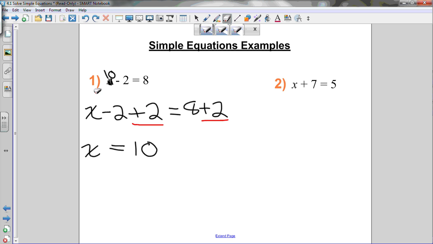So remember, you can always check your answer for these questions just by plugging your answer back into your original equation and making sure that the left side of the equation is equal to the right side of the equation.